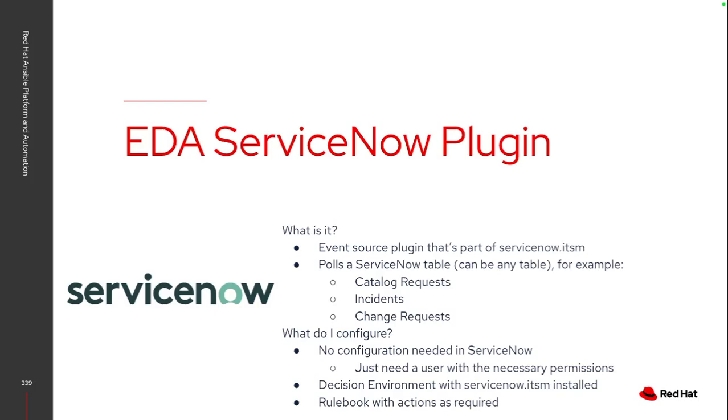So you can pick any table that you want, any query that you want, such as catalog requests, incidents, change requests. Really, the realm of possibilities is endless based on what table you pick and what query you put into the plugin itself. So what do I actually need to configure? I don't really need much configuration on the ServiceNow side other than an actual user that can connect. It needs to have the necessary permissions to be able to read from the appropriate table. I then need to make sure I have a decision environment that has the servicenow.itsm collection installed. And then I'll need some sort of rulebook created that can actually take action based on the information that I gather.